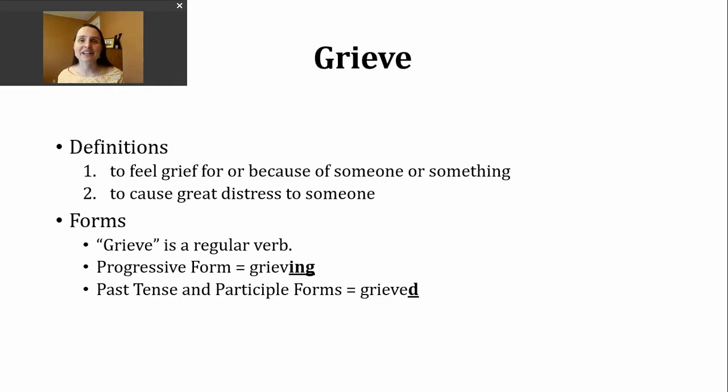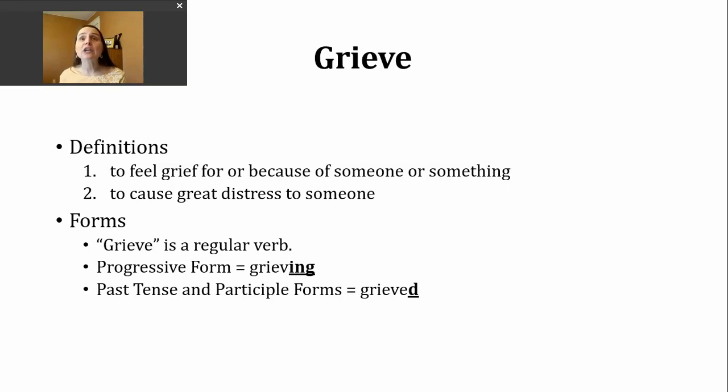And I shared in yesterday's video that I recently lost a very, very dear friend of mine. And so this has been a verb that has been on my mind recently. A second way you might hear the verb grieve used is to mean to cause great distress to someone. I've got an example sentence of that a little later that might help us illustrate that definition. But again, the first one is the more common usage for this particular verb.